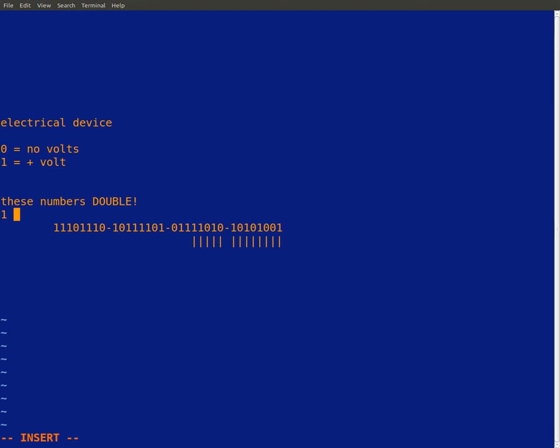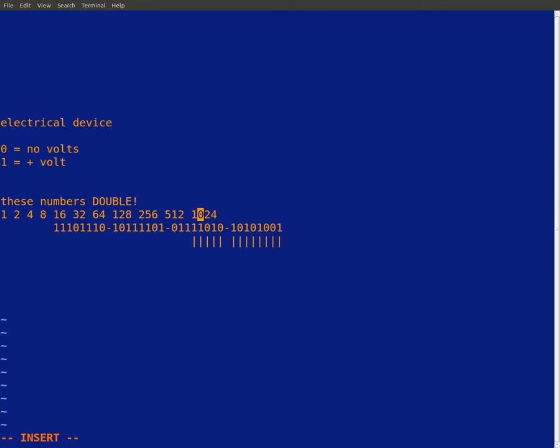2 and 2 is 4. 4 and 4 is 8. 8 and 8 is 16. 16 and 16 is 32. 32 and 32 is 64. 64 and 64 is 128. 128 and 128 is 256. 256 double is 512. 512 double is 1024.